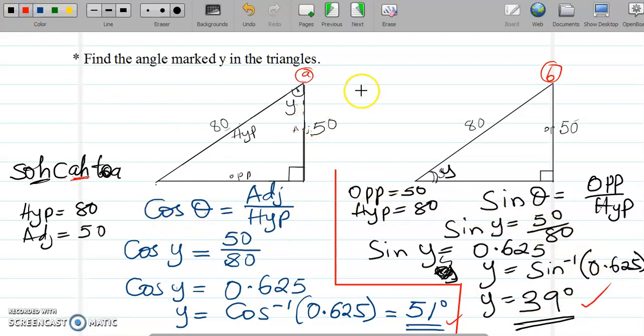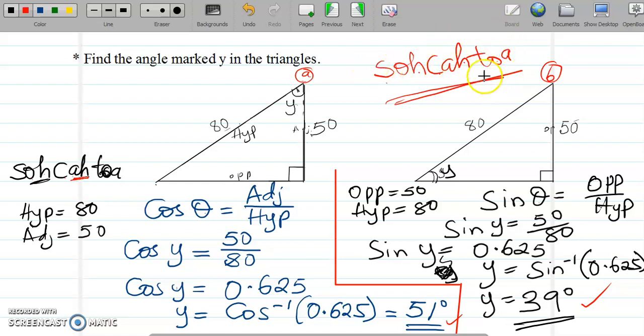So before you solve this, always remember SOHCAHTOA. Sine, opposite hypotenuse. Cosine, adjacent hypotenuse. Tan, opposite adjacent. Always record this.